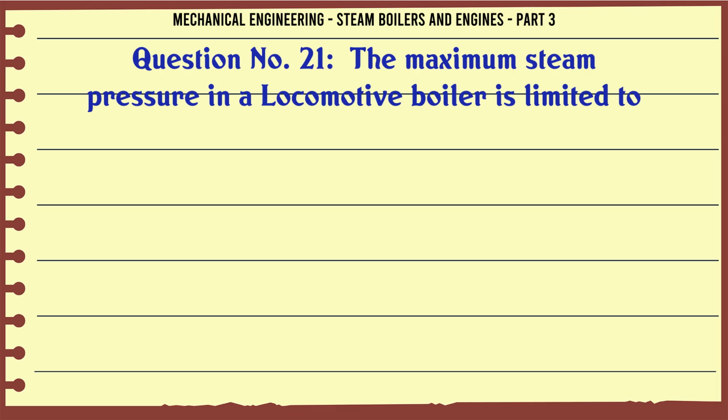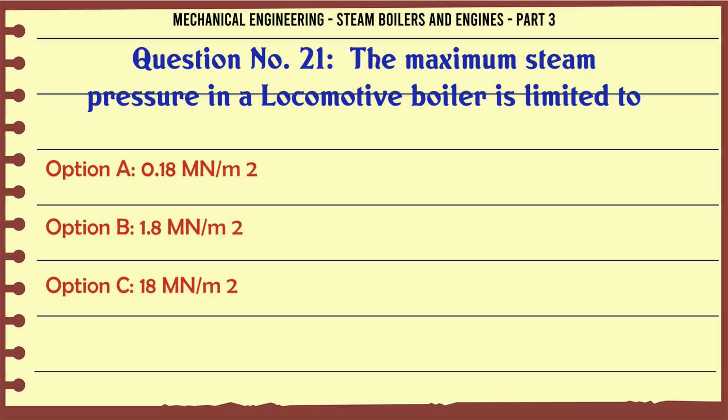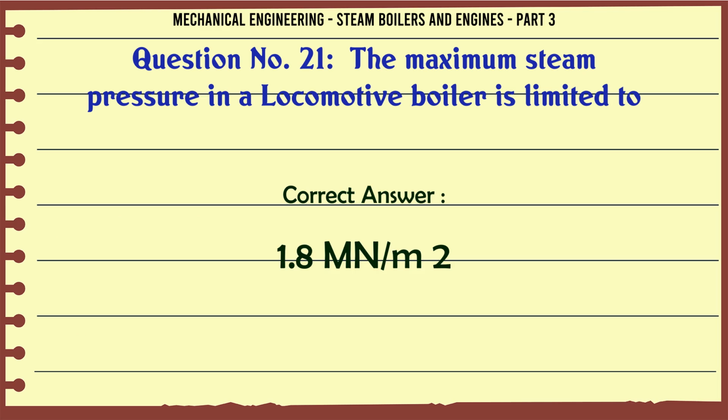The maximum steam pressure in a locomotive boiler is limited to A. 0.18 MN/m², B. 1.8 MN/m², C. 18 MN/m², D. 180 MN/m². The correct answer is 1.8 MN/m².